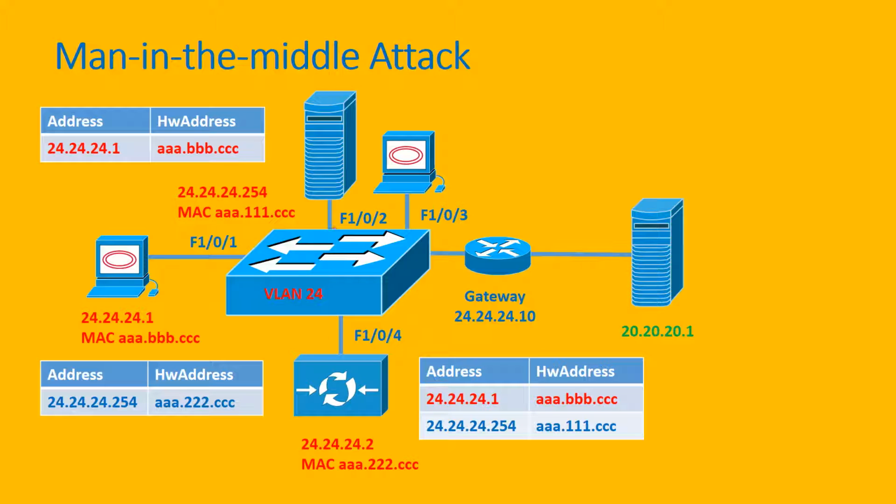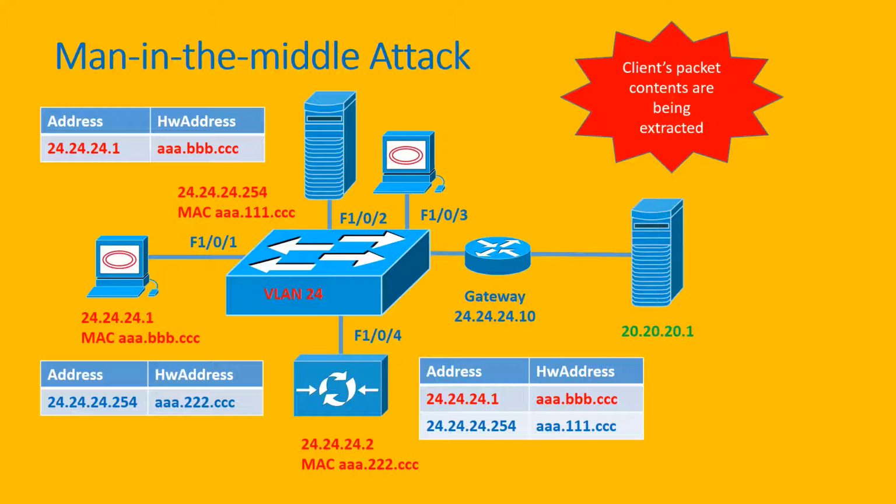The client thinks that it is sending to the server, but it is sent to this network device, and this network device, after reading all the packet contents, will forward the packet to the server. The server knows that it has to reply to the client, so it sends back the requested information to the client. So as a result, the client's packet contents are being extracted, and that's why this network device is called a man in the middle attack.